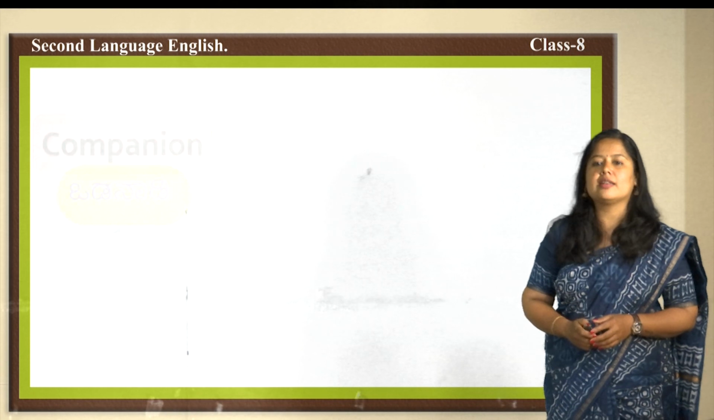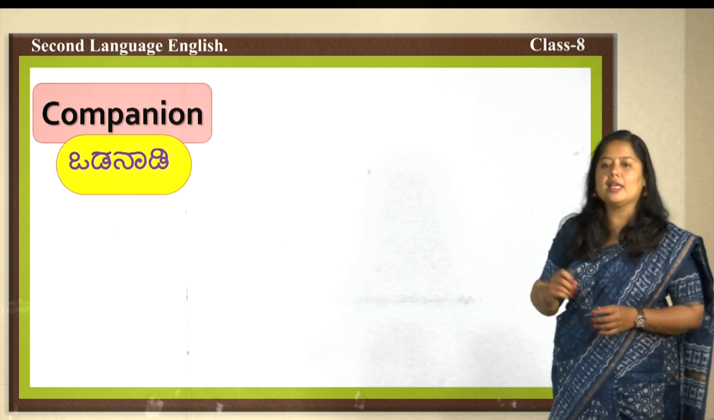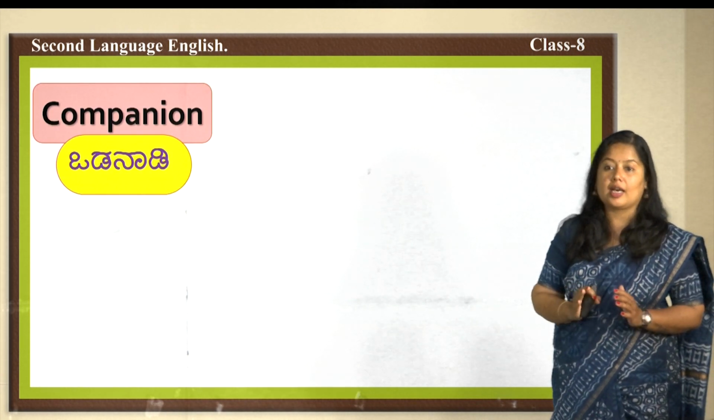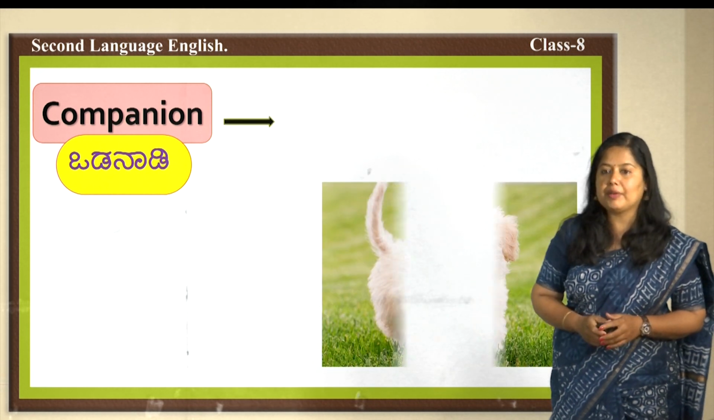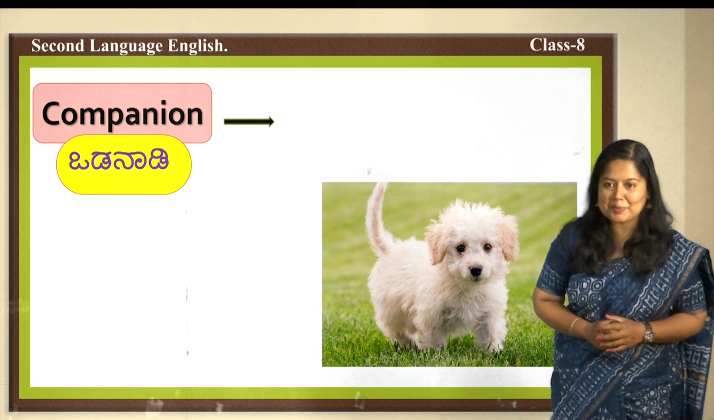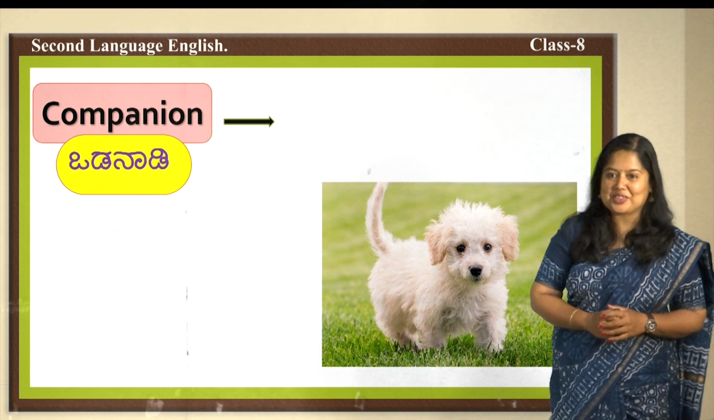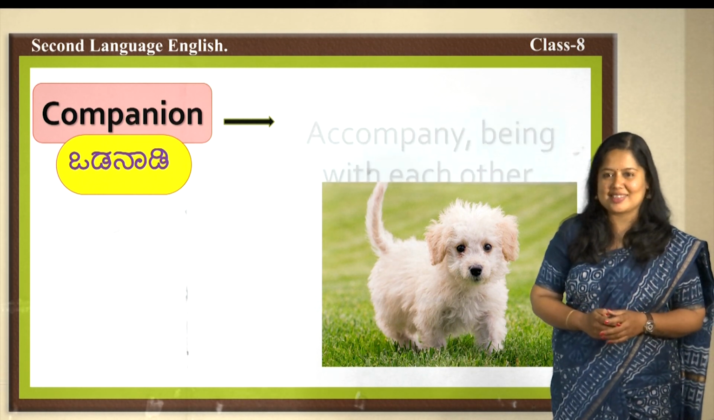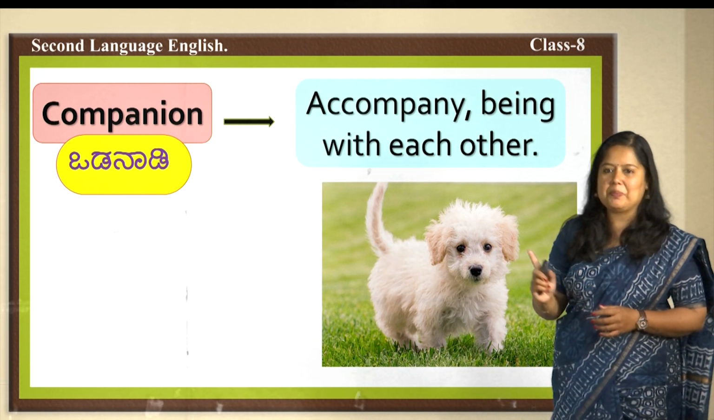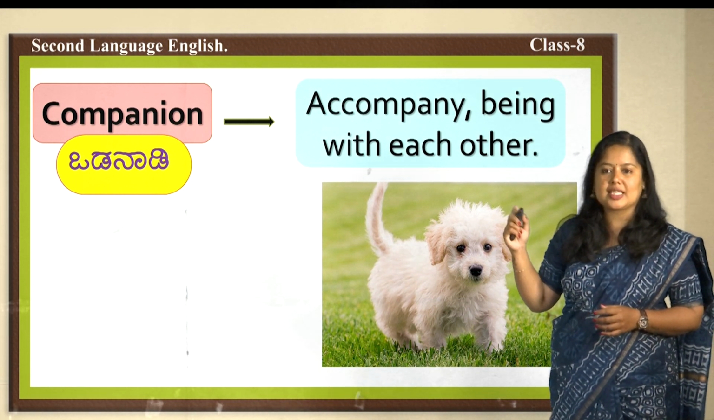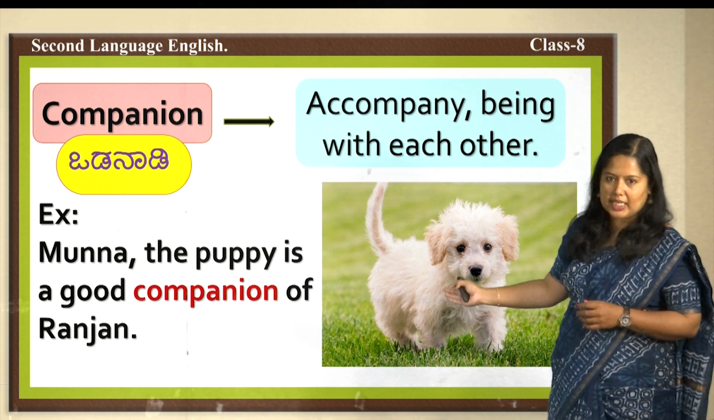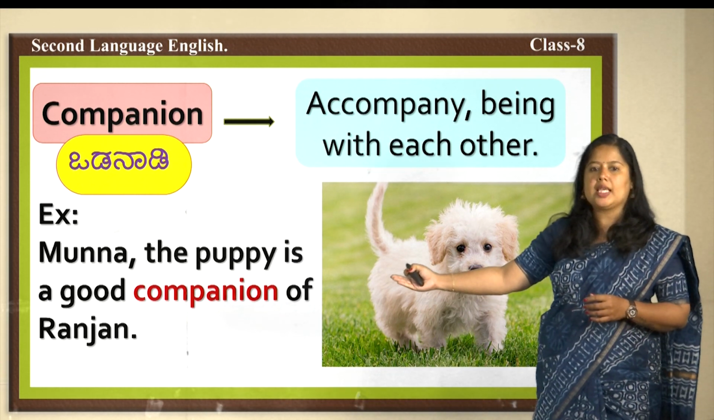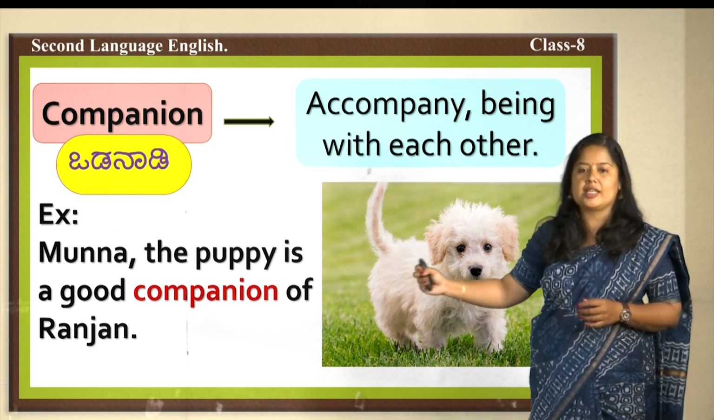The next word is companion, odanadi athava jotegara, jotegarti. Children, we have a picture here. Don't you love this puppy? Of course, all of us love puppies a lot, and it's a very good companion to us. So, companion is to accompany, being with each other. Our sentence can be like this: Munna, the puppy, is a good companion of Rajan.